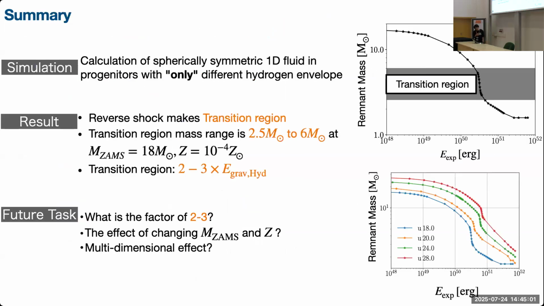Okay, here is a summary. Our simulation calculates spherically symmetric 1D fluid dynamics in progenitors with only a defined hydrogen envelope. The result is that we find a transition region, which corresponds to 2.5 solar masses to 6 solar masses at 80 solar masses. The transition region corresponds to 2 or 3 times the gravitational energy of the hydrogen envelope. Okay, that's all. Thank you.